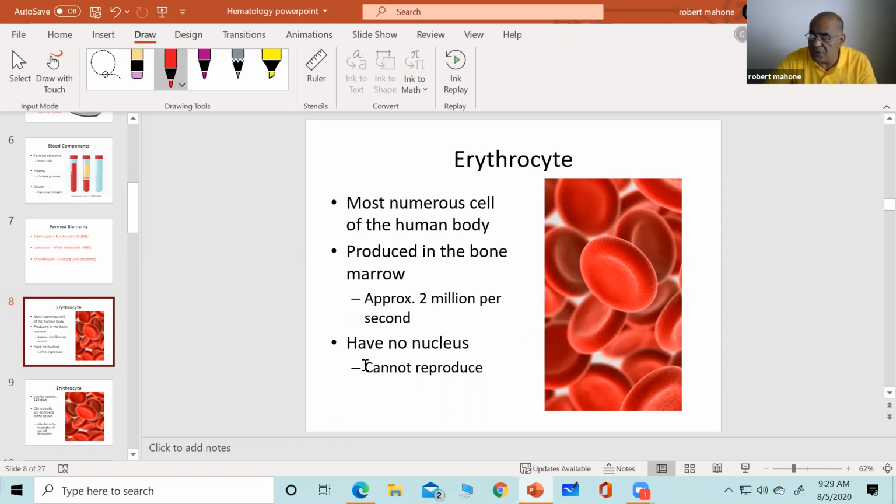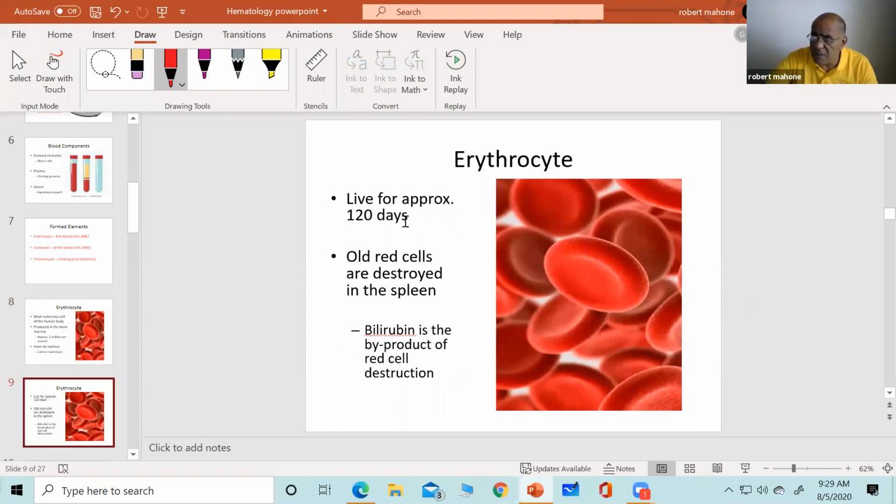They have no nucleus, so they cannot reproduce. As a matter of fact, the red cells are one of the few cells in our body that don't have a nucleus. And the only other ones I can think of are the skin cells. There are some skin cells that don't have nucleus either. But because of that, they can't reproduce. They live for approximately 120 days.